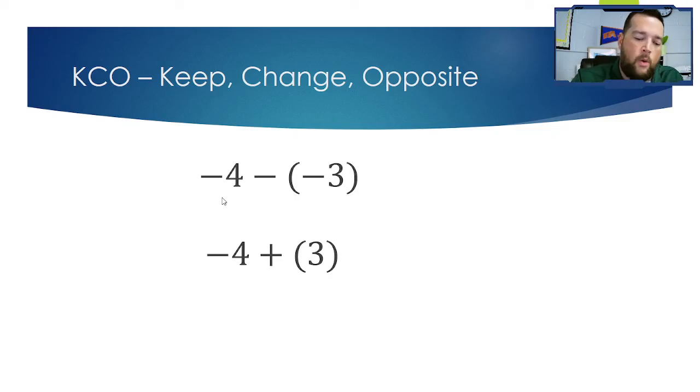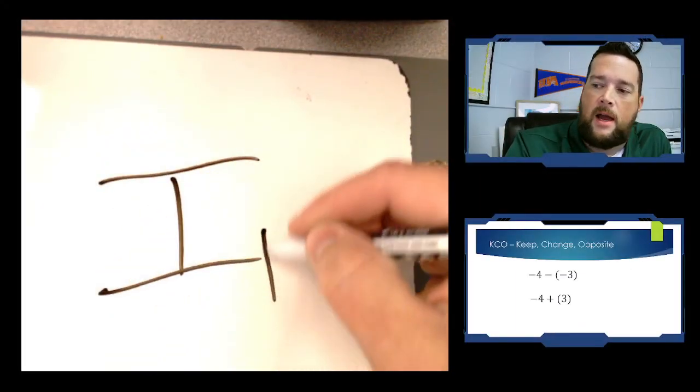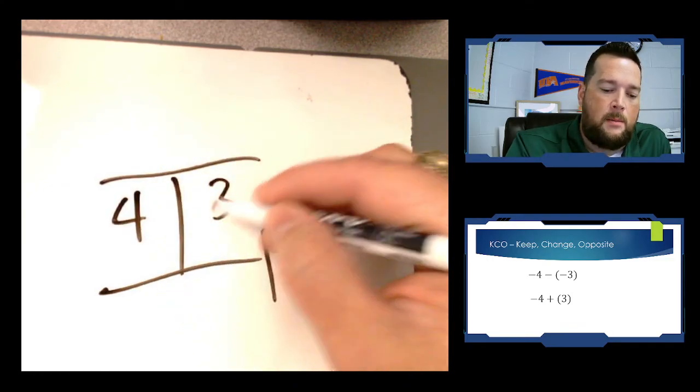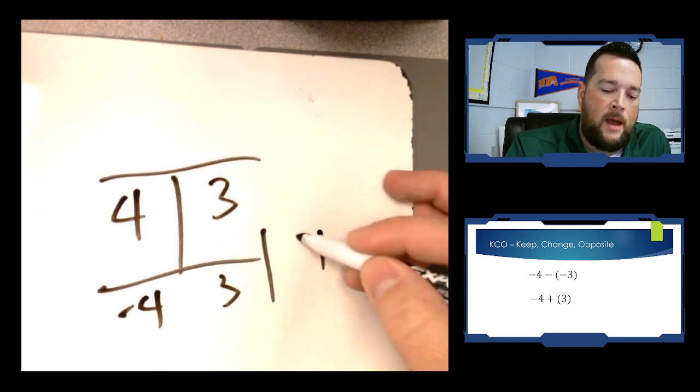And then once you change it to an addition problem, you can finish up by putting these on the number line, the tug line. So you've got team negative, team positive. Is there a war? Yes, and negative won the war.